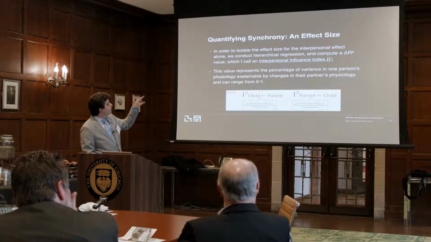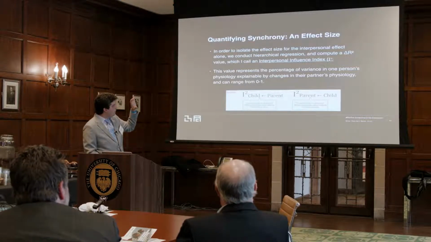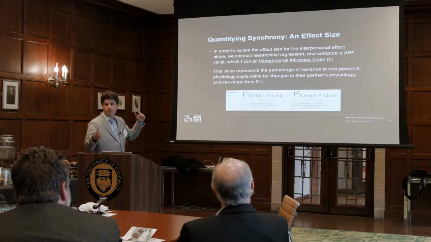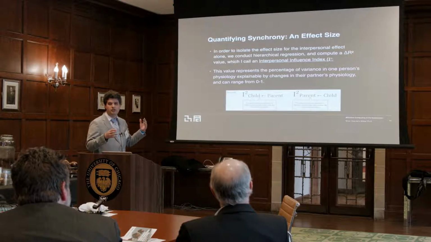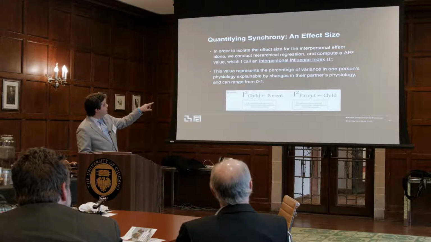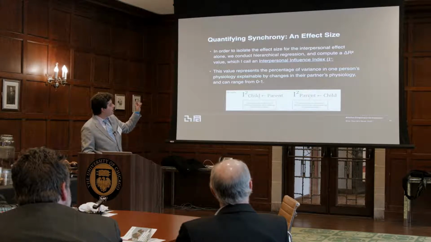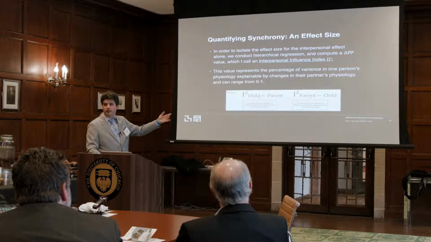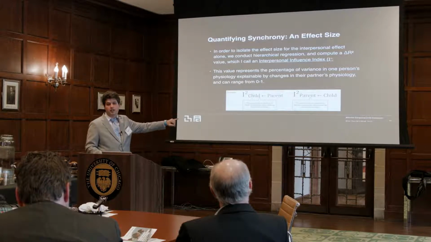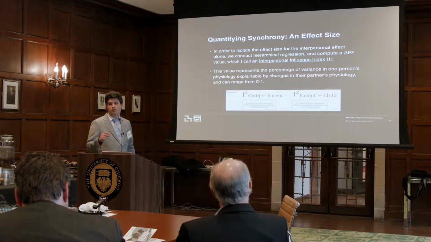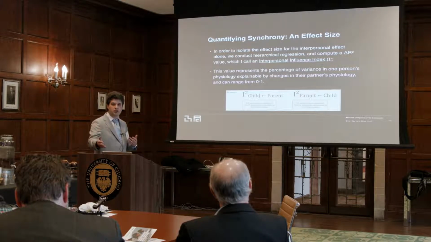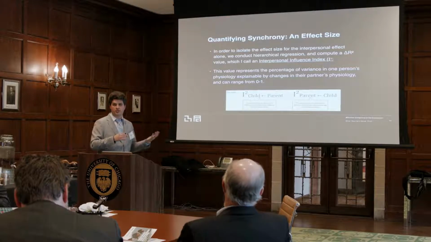So in order to isolate this, we're comparing essentially two different models, one of which includes the other person, one of which only includes some intrapersonal variables. And so the value we get out represents the percentage of variance in one person's physiology that's explainable or predictable by changes in their partner's physiology. And something to note is that this turns out to be directional. So you can have settings in which one person's physiological changes predict their partner, but the opposite is not true to the same degree.